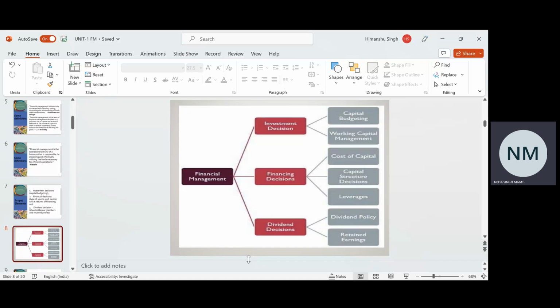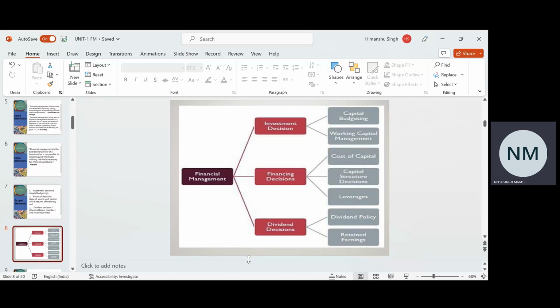If I want to take a financing decision, with the help of cost of capital, capital structure decision, and leverages, these are the techniques and tools through which a financing decision is taken by a financial manager.